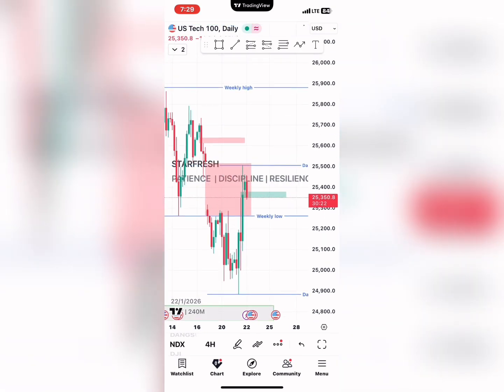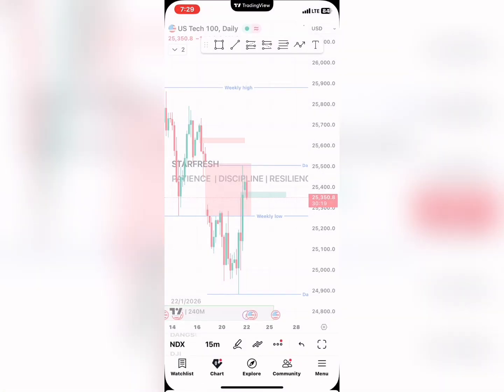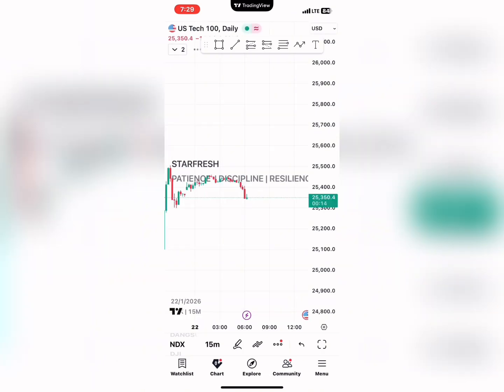Like right now, you see right here, this fair value gap is supposed to be a sell, but now we have a buy fair value gap in it. Shows we are buying from here.